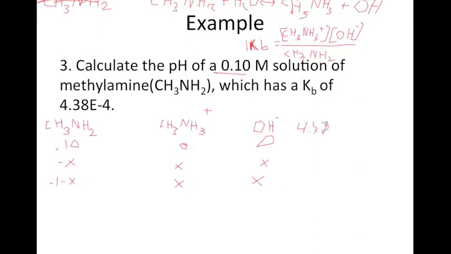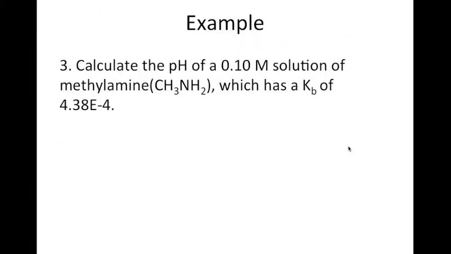Since X is going to be less than 5% of your molarity, you can just say it's about 0.10 molar. So you have 4.38 times 10 to the negative fourth equals X squared over 0.1 molar. And then OH- equals 0.0066 molar.